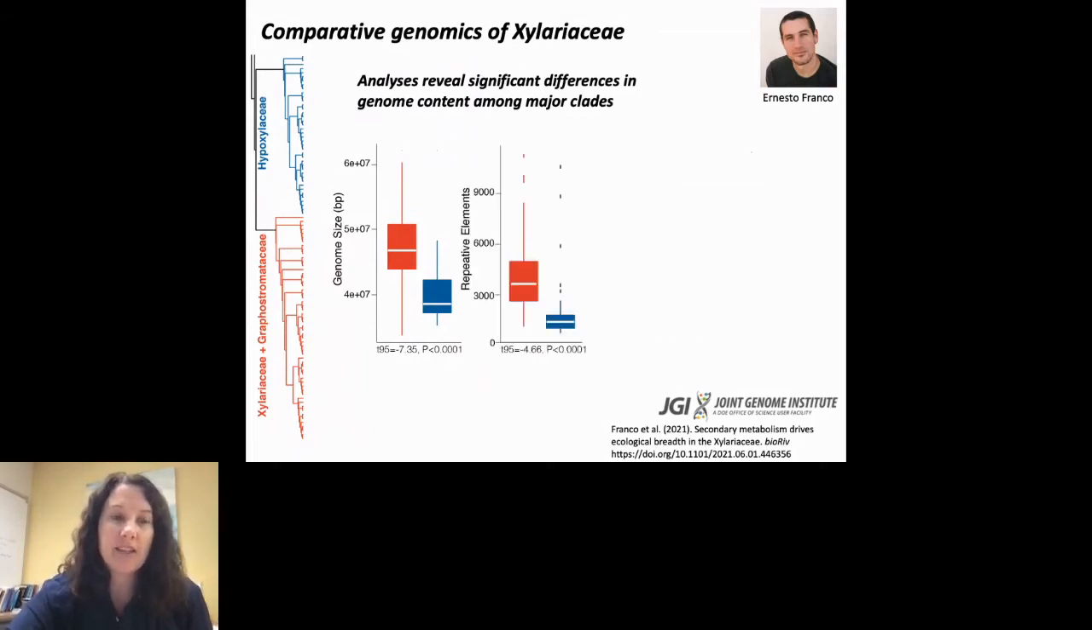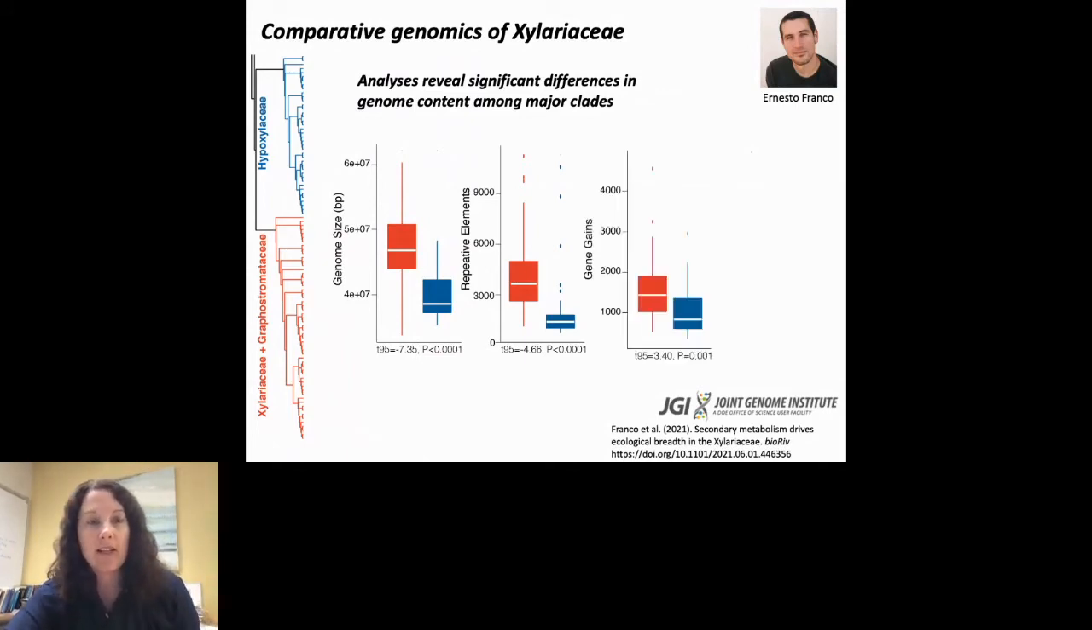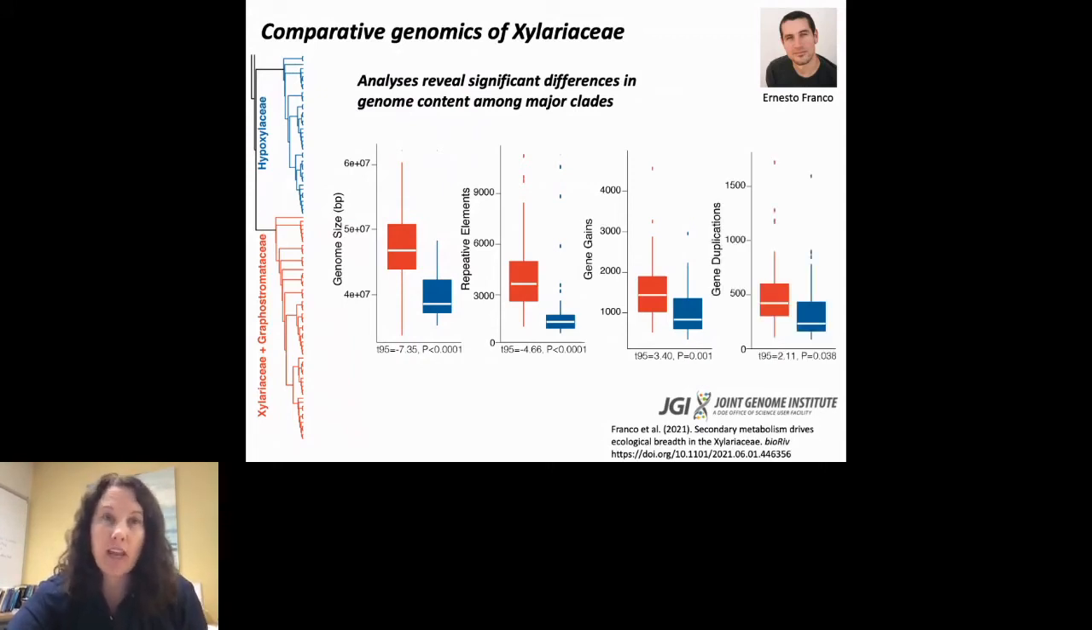This is also associated with an increase in the number of repetitive elements within the Xylariaceae compared to the Hypoxylaceae. In addition, Ernesto performed ancestral state reconstructions, and we showed that the Xylariaceae have experienced more gene gains and more gene duplications, but both groups have the same number of gene losses. Interestingly, these patterns are consistent for both endophyte and non-endophyte genomes across these clades. So we see these major differences.